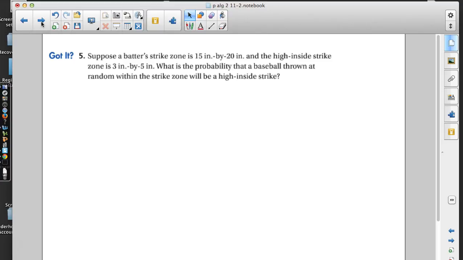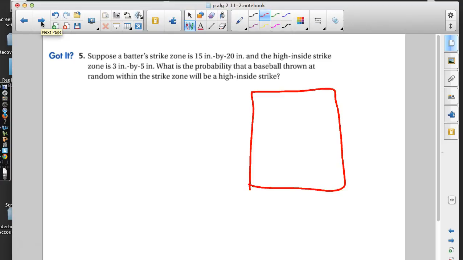This one says we've got a batter's strike zone, 15 inches by 20 inches. You don't have this one? No. Well, what happened there? Well, you maybe don't need it anyway. Let's talk through it. The strike zone, it says, is 15 by 20. High inside strike, 3 inches by 5 inches. What's the probability that a baseball thrown at random within the strike zone will land there? What do you put on the top?